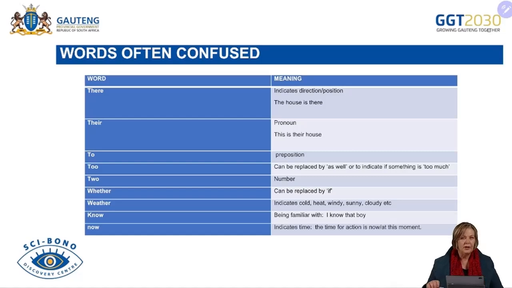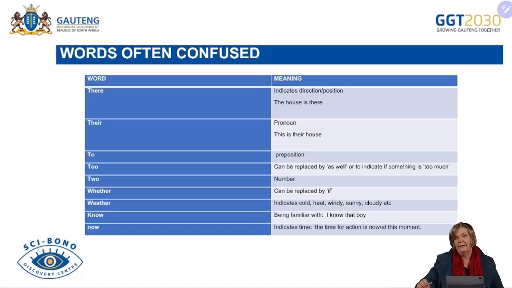Now, THERE, the very first one, indicates direction or position. I want to go there, okay, direction. There are 5 children in the class. It indicates position. Right. Where are they? There are 5 of them. Then the house is there, direction.